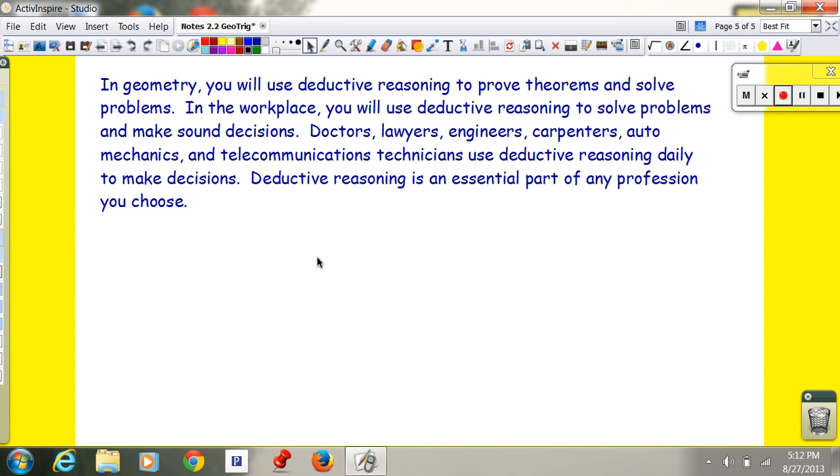In the workplace, you will use deductive reasoning to solve problems and make sound decisions. Doctors, lawyers, engineers, carpenters, auto mechanics, and telecommunications technicians use deductive reasoning daily to make decisions, not just them. Every single kind of job can use deductive reasoning. Deductive reasoning is an essential part of any profession you choose.